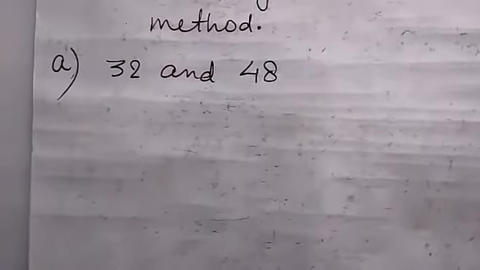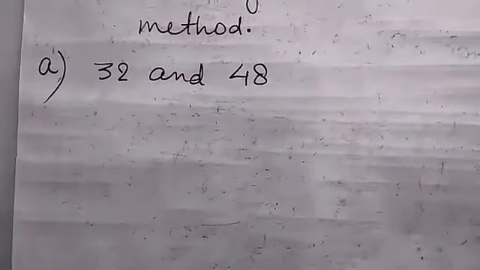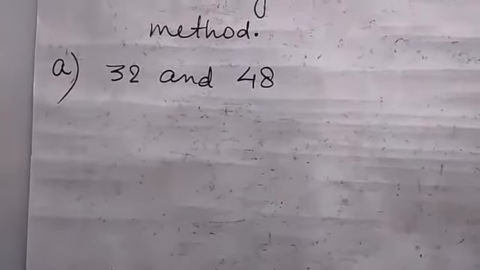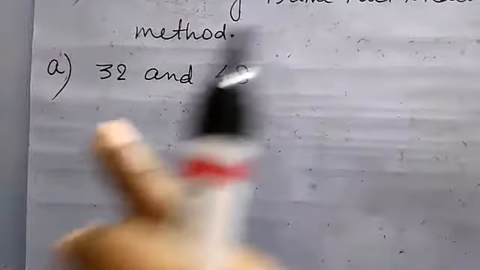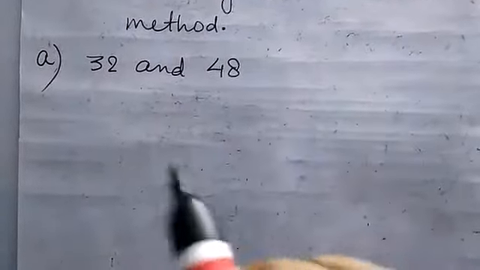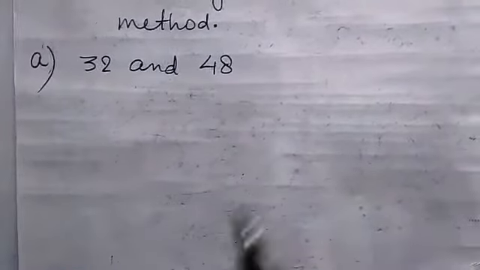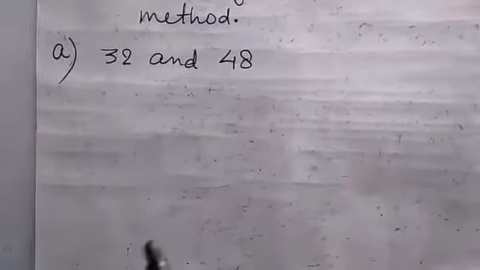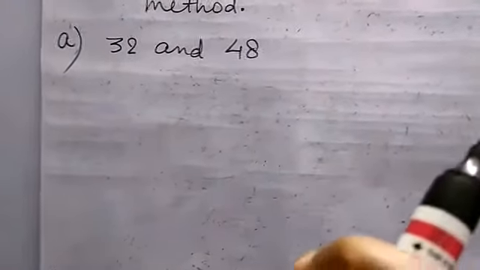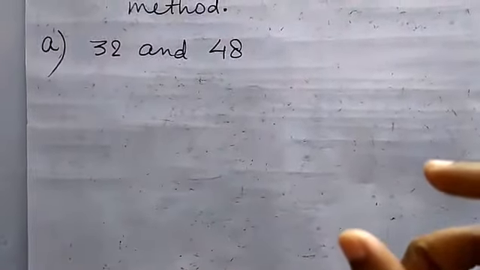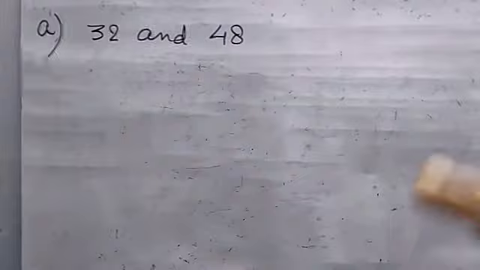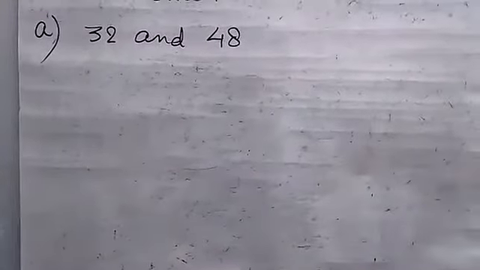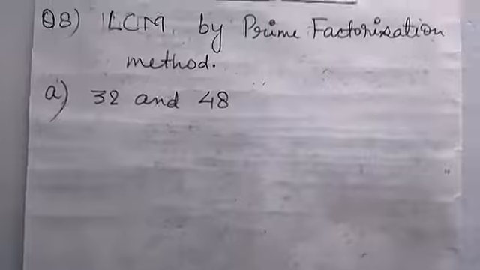In HCF, we multiply only the common factors, but in LCM, we first find out the factors of 32 and 48, list the common factors and extra factors, and for LCM we multiply all the common factors and extra factors also. But in HCF, highest common factor, we only multiply the common factors of both numbers. Okay, so the difference is clear here. Now let's see how we have to solve this.